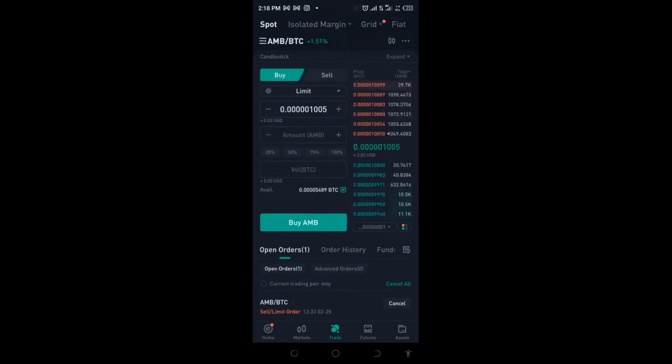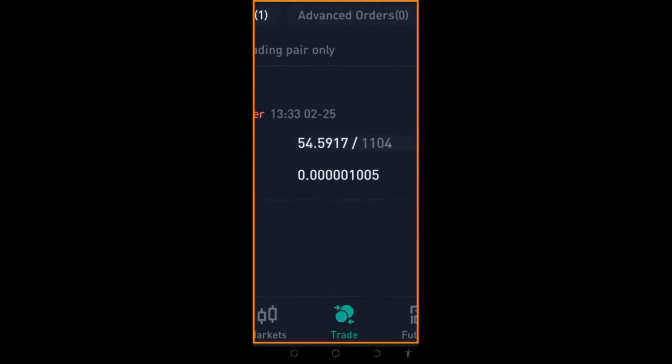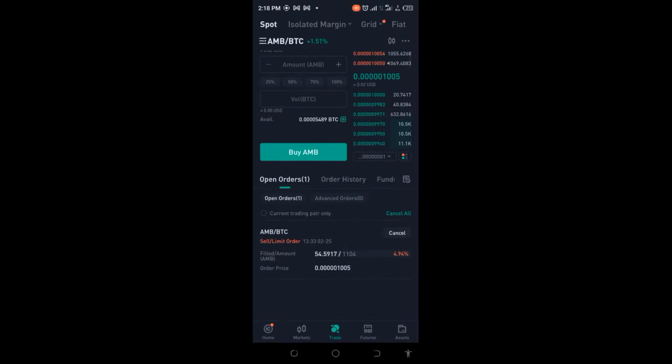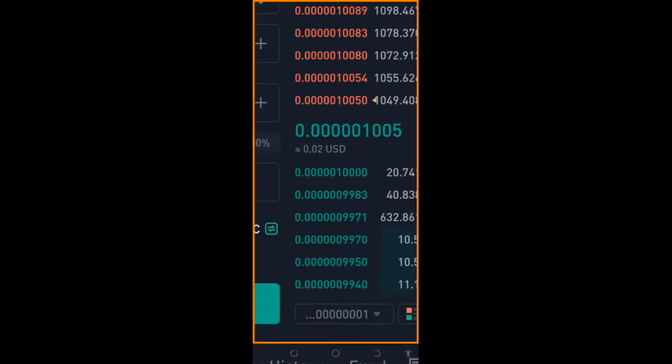Stay blessed. Okay, right now it's at 0.000105, so it's moving up. And as we can see here, part of it has already been sold. So we have 54.59 out of 1104 already sold at that price. So we're hoping, if I were going to pick any of these in the order book, we'll see that it's nowhere near what we want.